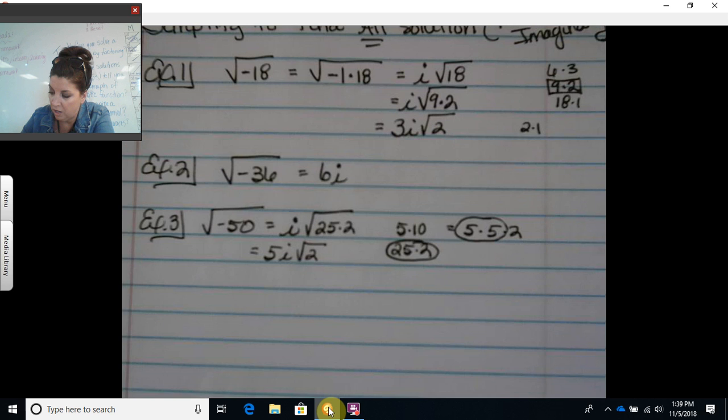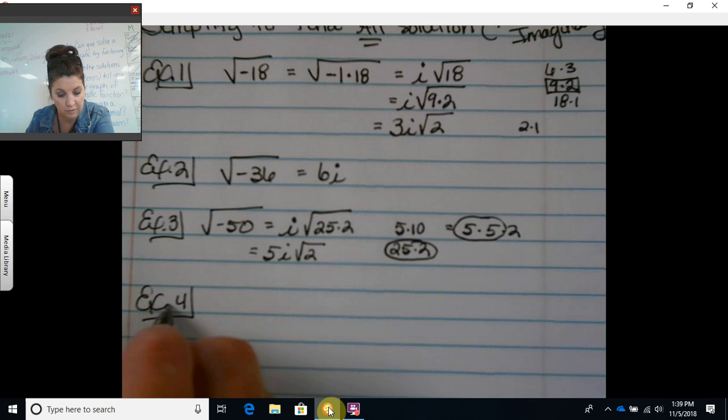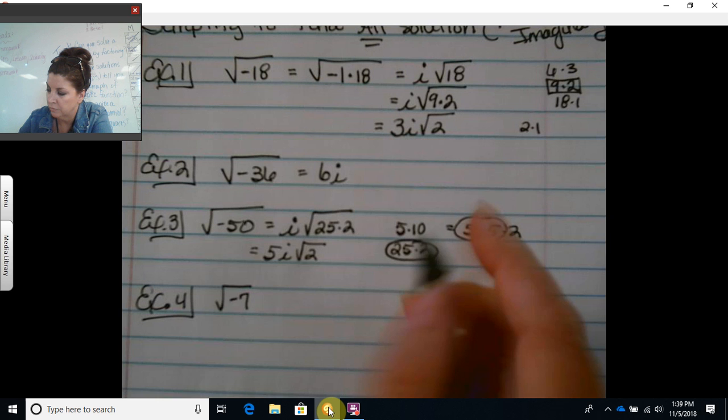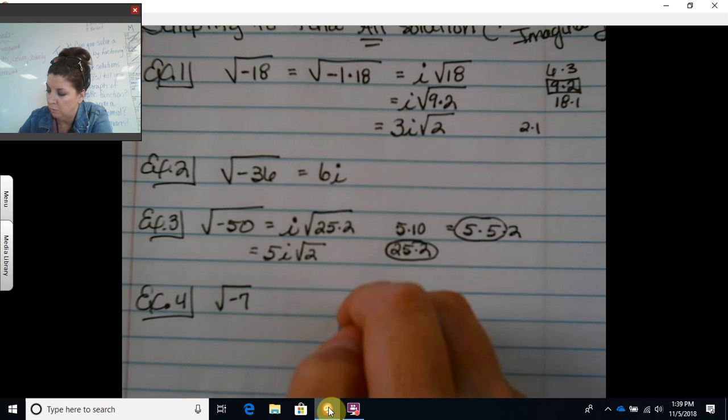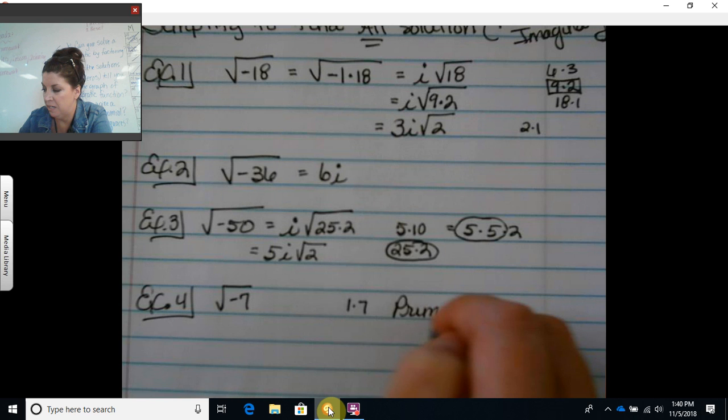Example 4. Square root of negative 7. What are the factors of 7? 1 and 7. That's it. What do we call a number whose only factors are 1 and itself? Prime. Am I going to be able to simplify 7?